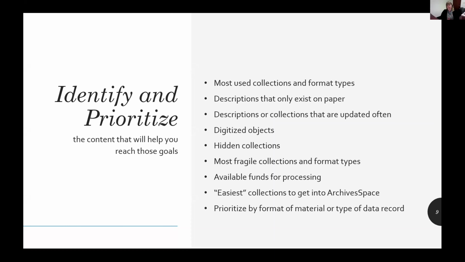So once you've got those goal statements, your next step is to think about what content you are going to put into ArchivesSpace to meet those goals. So if your goal is to decrease staff time spent on answering repetitive questions, then you're going to want to look to get in descriptions of resources that are requested most often or that your institution is known for.